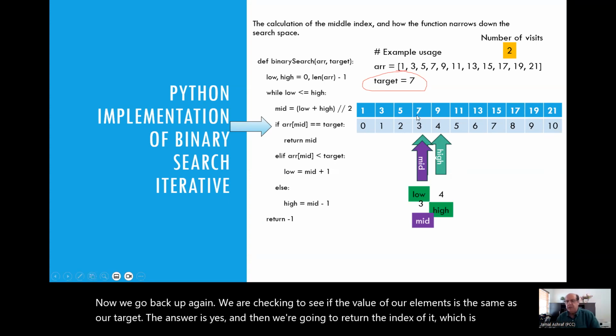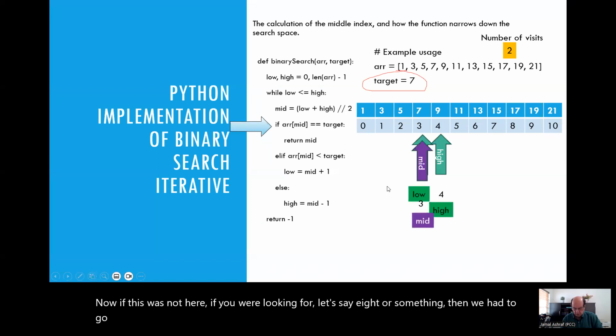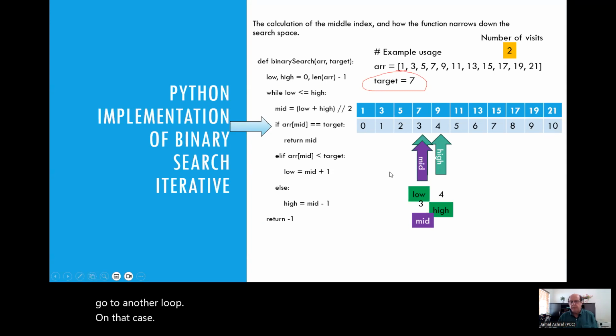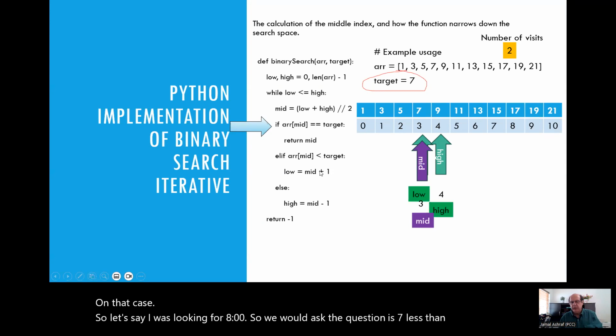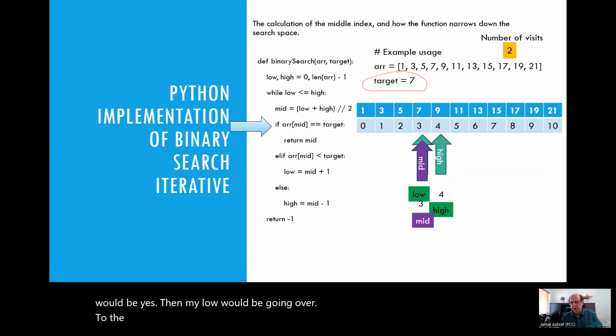Now, if this was not here, if we were looking for, let's say, 8 or something, then we would have to go to another loop. So let's say I was looking for 8. So we would ask the question, is 7 less than 8? The answer would be yes. Then my low would be going over to the right. And that's where we're going to stop. I'm going to return -1 because we couldn't find it.